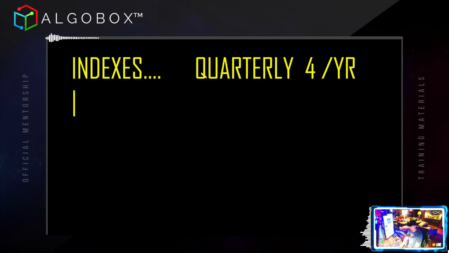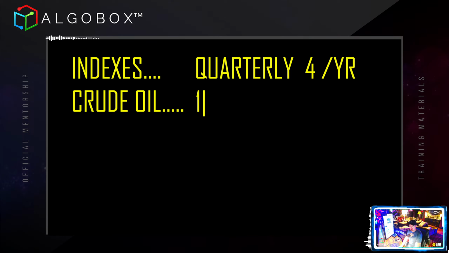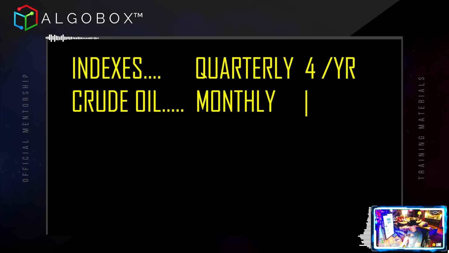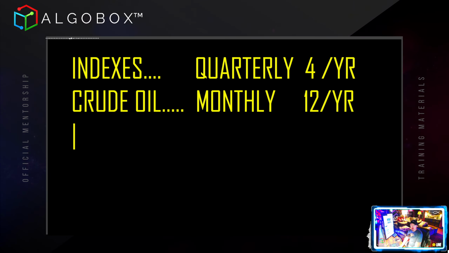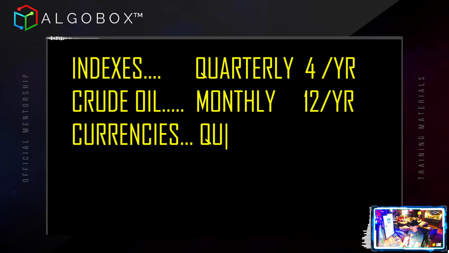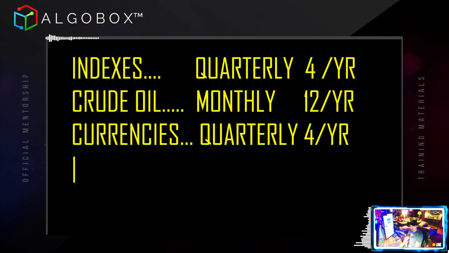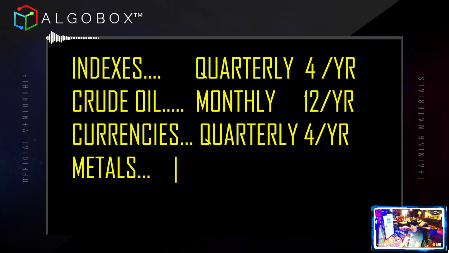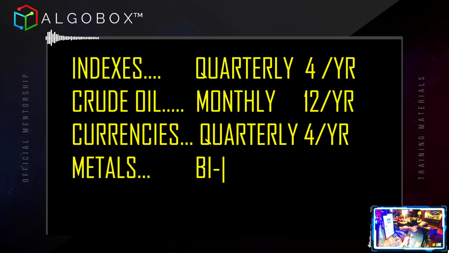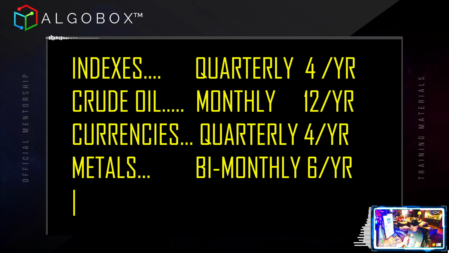Now let's talk about crude oil real quick. That's a different animal. Crude oil is once a month. So monthly, and it's going to be 12 times a year. You've got to switch this guy out all the time. So crude oil is monthly. Let's talk about currencies. This is also quarterly, 4 times a year. And metals. Metals is a little weird. This is bi-monthly, 6 times a year. So every 2 months on the metals. So what's an example of a metal? That's going to be gold, silver, like that.